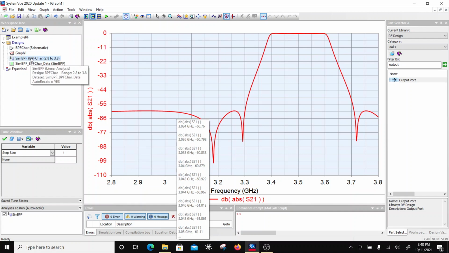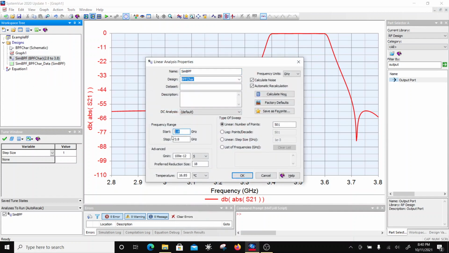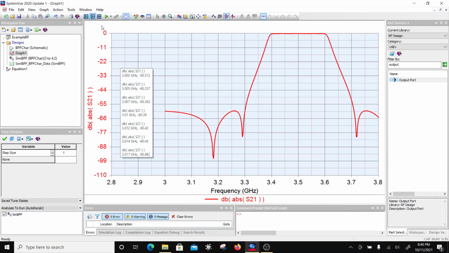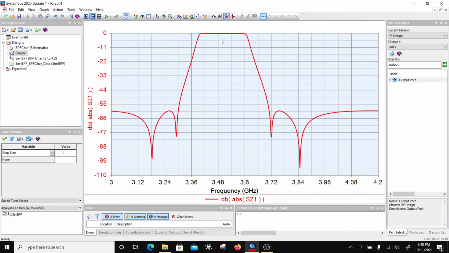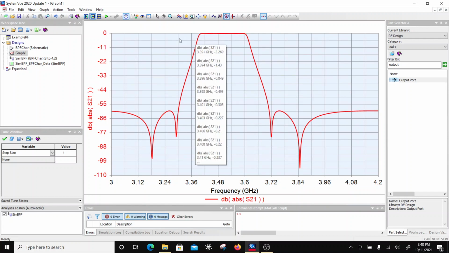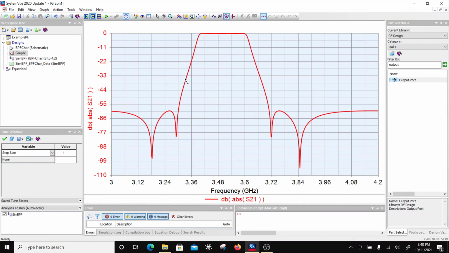Okay, so for that I'll just go here and I want to simulate from 3 to 4.2 gigahertz. Okay, and simulate, and here the axis has to be auto, so you can center it out. So this is your band, and this can be used as an image reject filter, and everywhere I'm going to be better than 60 dB, right? And the max value you can see is 100 here.